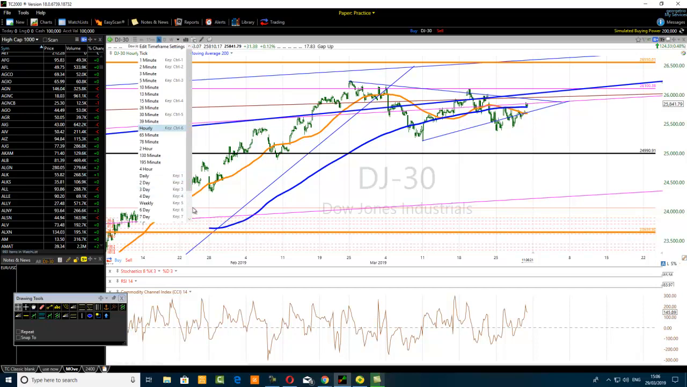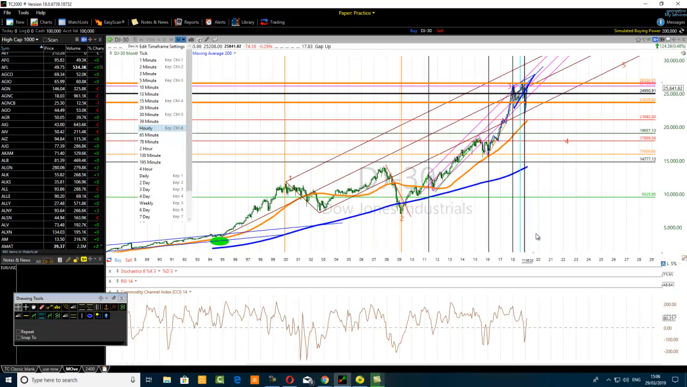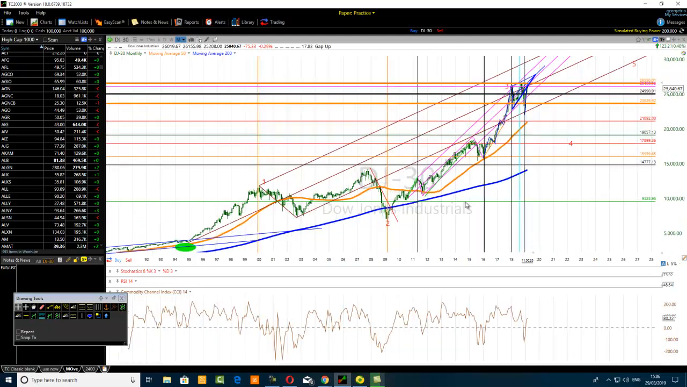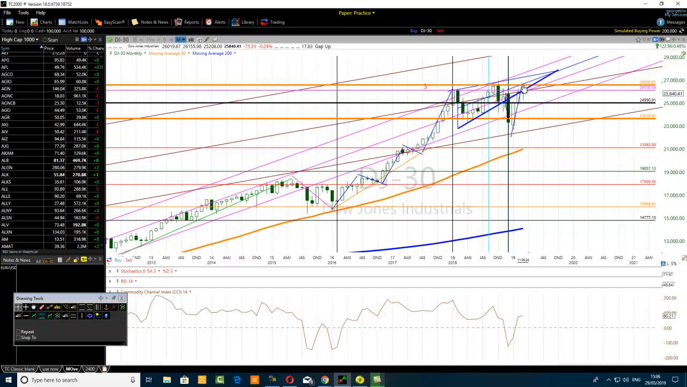that trend line on a monthly chart. You remember the first triangle on the monthly chart. All right.